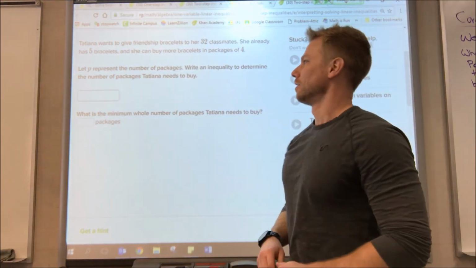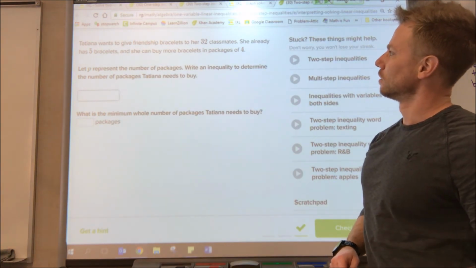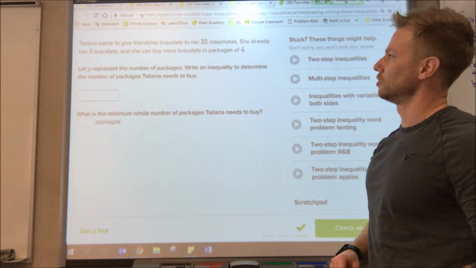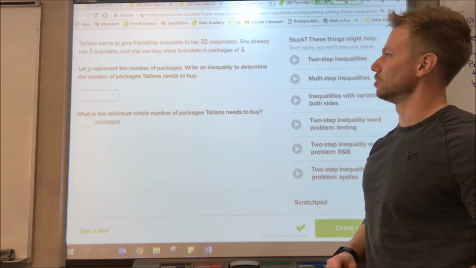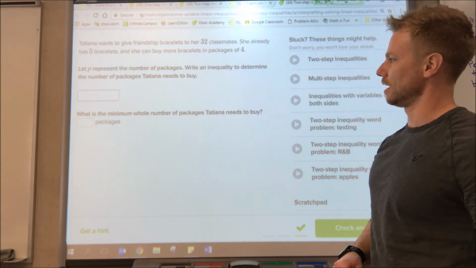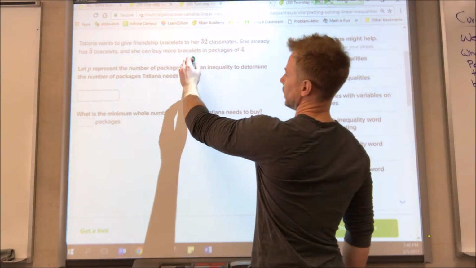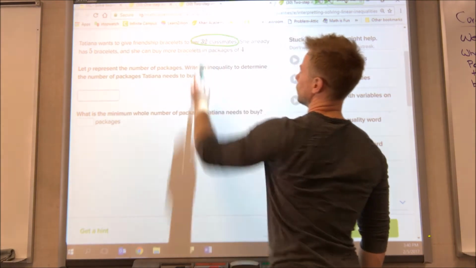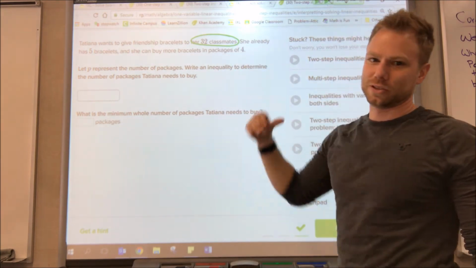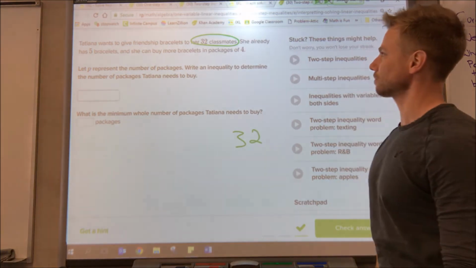Okay, so it says Tatiana wants to give friendship bracelets to her 32 classmates. She already has 5 bracelets, and she can buy more bracelets in packages of 4. Okay, write the inequality, and then we need to solve the inequality. So our total is going to be 32. Okay, she wants to give bracelets to her 32 classmates. So she wants 32 bracelets total. So I'll start with that on the right side.